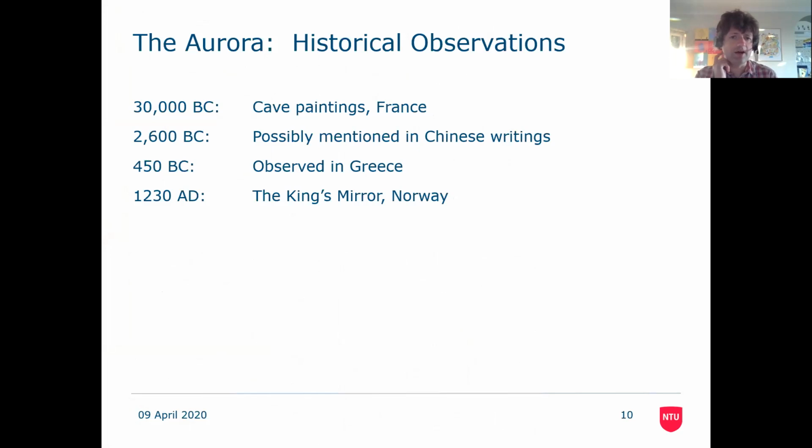But even so, when we talked about our historical observations in the first of these videos, we were saying that our earliest observations seem to be cave paintings from France from 30,000 BC. They're possibly mentioned in Chinese writings in 2600 BC. They were observed in Greece in 450 AD. None of those are places where we would really think of the auroral oval as being. They're too far away from the pole.